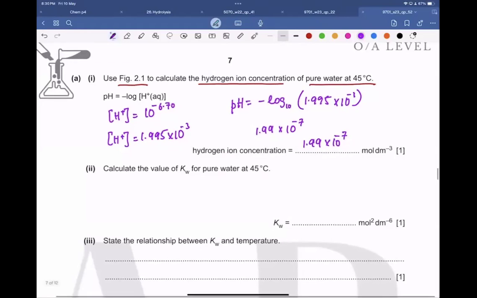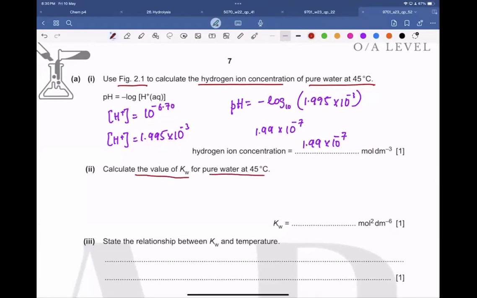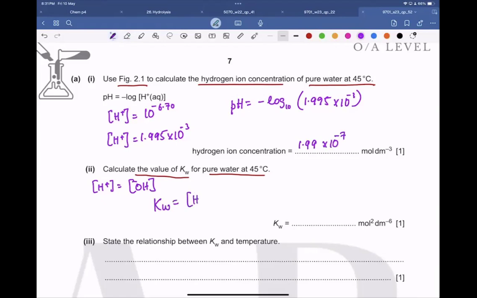Now, what they are saying: calculate the value of Kw for pure water at 45 degrees Celsius. So we know as it's pure water, the hydrogen ion concentration is equal to the hydroxide ion concentration, because in pure water both the ions are present. Take the minus log 10 of this. No, I think your answer is correct. It's 1.99 exponent minus 7 here. So Kw is going to be concentration of hydrogen ions times concentration of hydroxide ions.